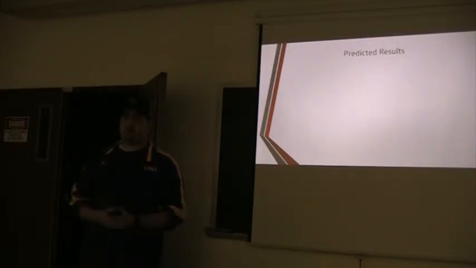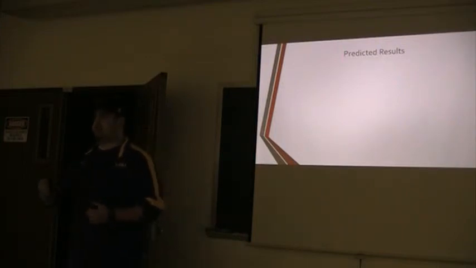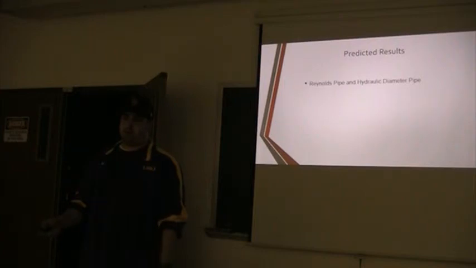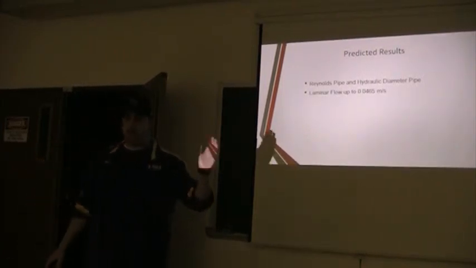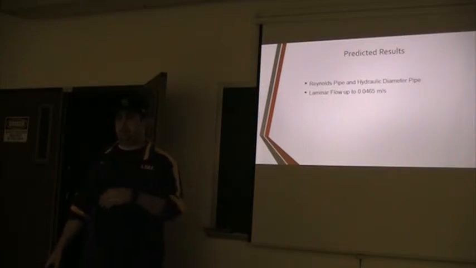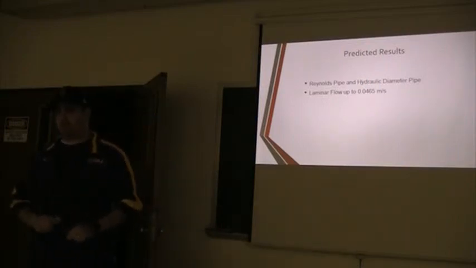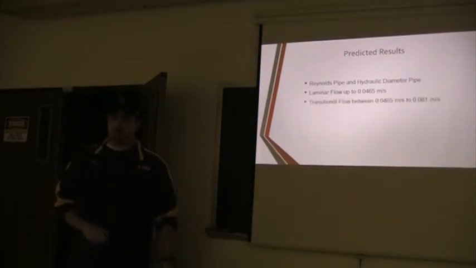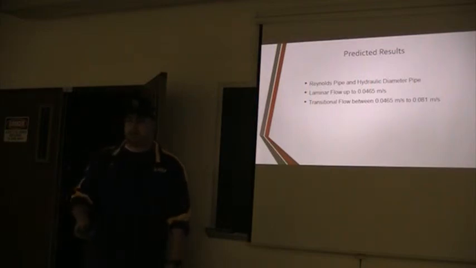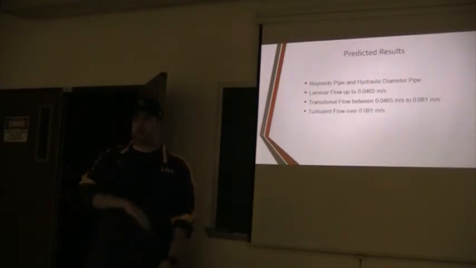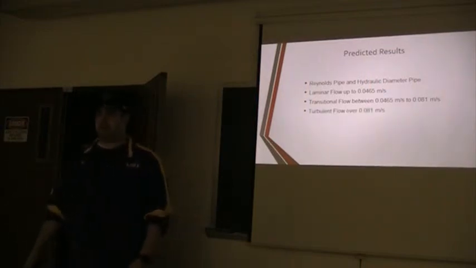I tried to predict the results of which flow rates you should see laminar flow, where it's going to transition, and then when you should see fully turbulent flow. For laminar flow, velocities of 0.0465 and less. The transitional flow should be 0.0465 to 0.081 meters per second. And then for turbulent flow, anything over 0.081 meters per second.